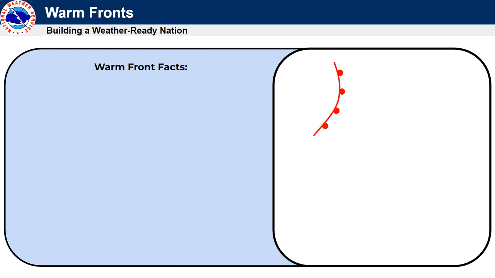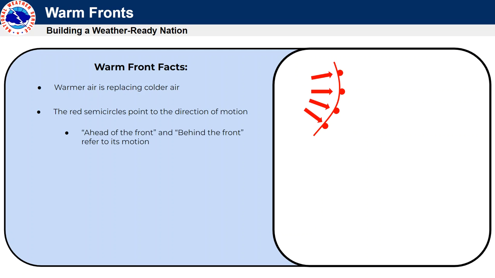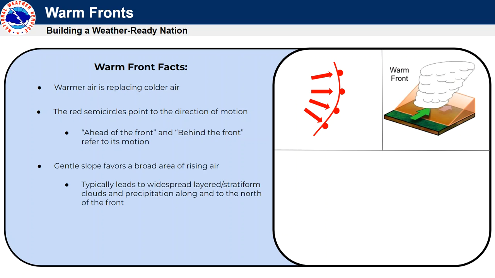Now let's talk about warm fronts. Warm fronts move through and they replace colder air. Warm fronts have red semicircles instead of triangles that point in the direction that the warm front is moving. Warm fronts typically have more of a broad slope versus the cold front. Therefore, you typically see more widespread cloud cover and widespread showers along and north of the front.